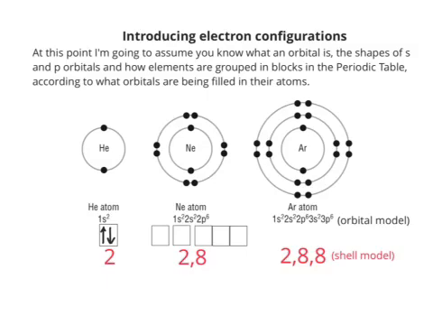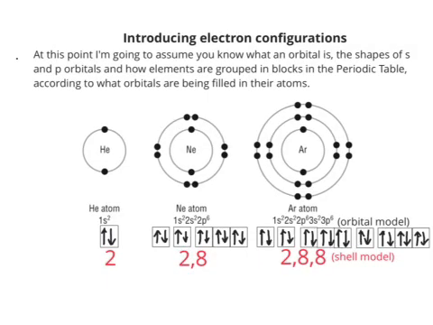So if we apply this to neon, obviously neon has more electrons, doesn't it? So remembering that an s orbital contains only 2 electrons, but a p subshell contains 3 p orbitals, so therefore contains up to 6 electrons, we can put the same arrows in. And we can also do the same for the argon atom.